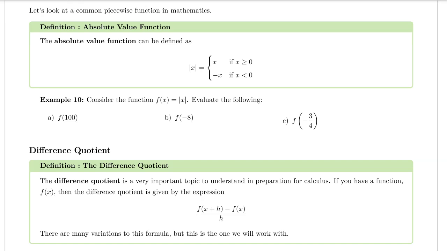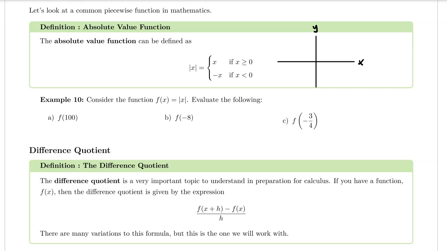Let's look at a common piecewise function in mathematics called the absolute value function, which can be defined as the absolute value of x is equal to x if x is greater than or equal to 0, or negative x if x is less than 0. Let's sketch the graph of this function.